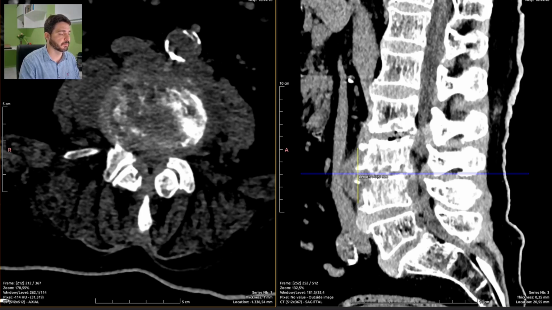So this way we can cover every possibility and be actually useful to the referring physician, who has no idea this patient might have a kind of tumor, because in the clinical data we received there was no mention of such a neoplastic disease.